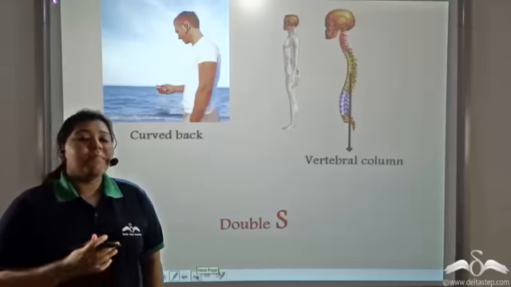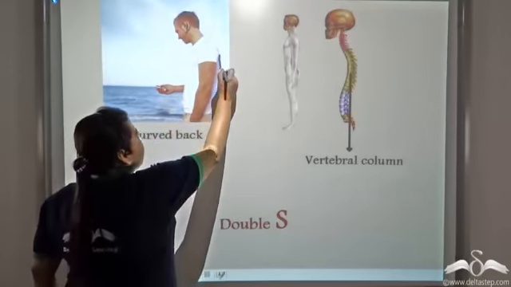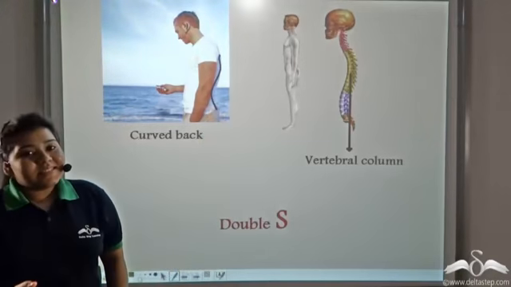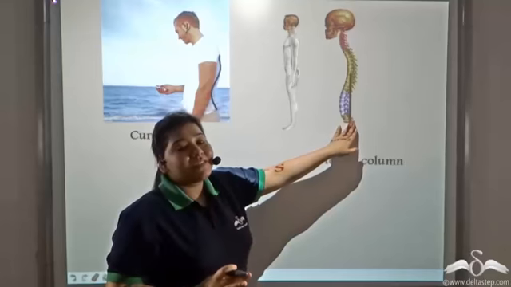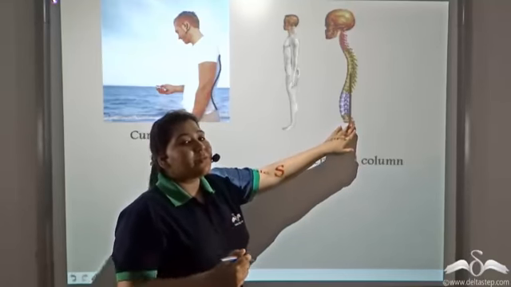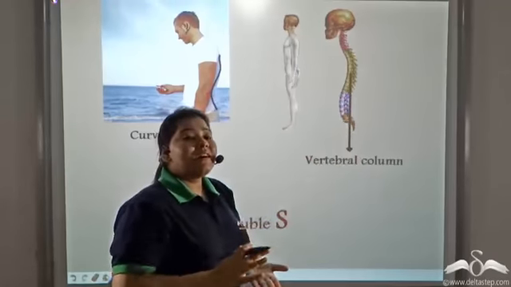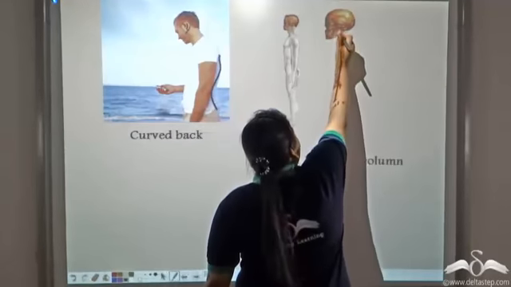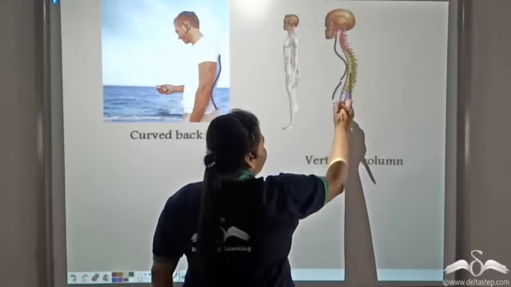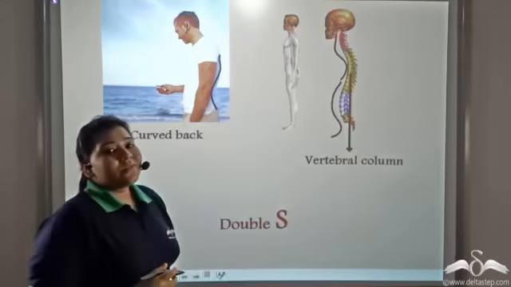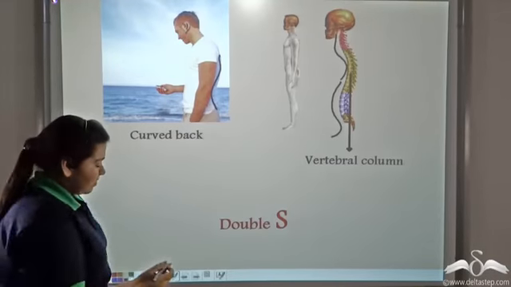Now, even when a person is standing erect, his back looks curved. This is because the vertebral column or the backbone has a curved nature. If you carefully notice, from the neck below, the vertebral column is curved like an S twice. This is one S and this is the second S. So the vertebral column is curved in a double S shape.